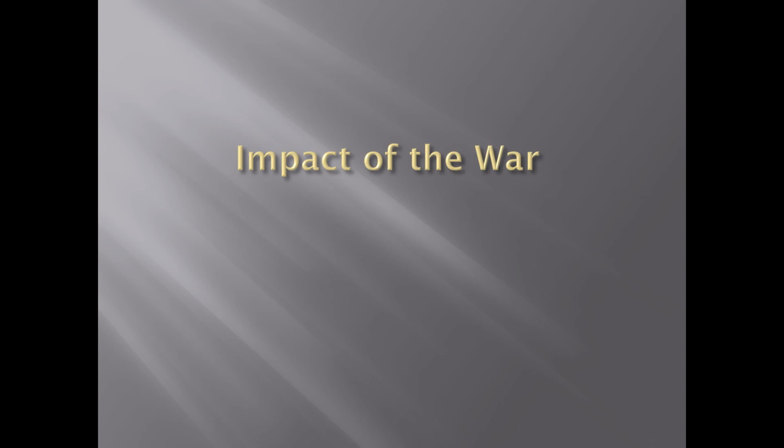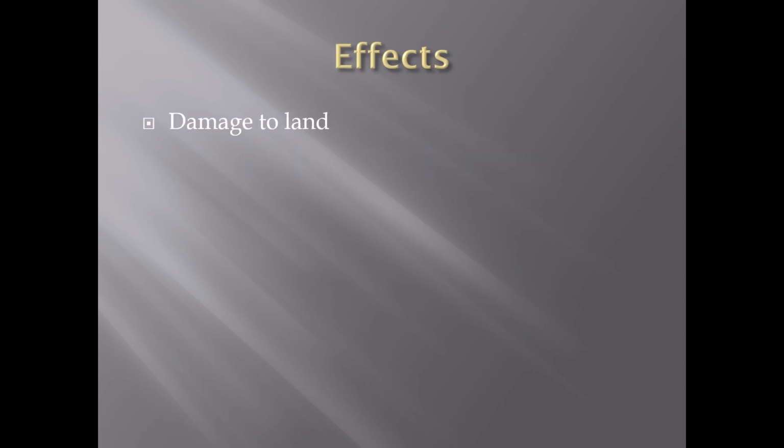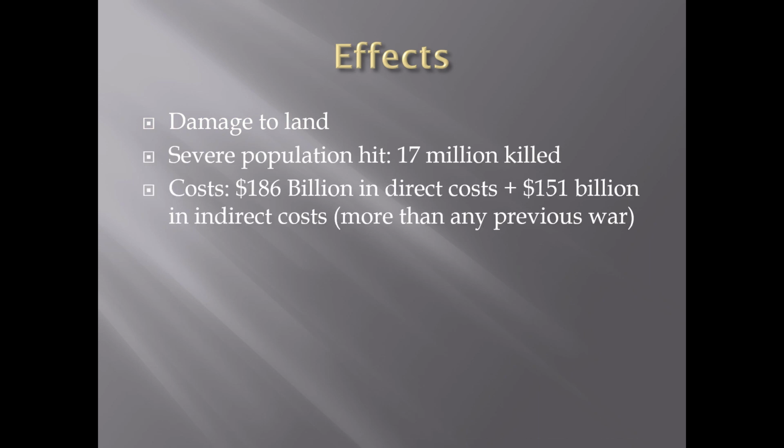The impact of the war. It's huge, right? There's obviously damage to the land. There's a severe population hit. 17 million people are killed. The costs, and again, these are the costs that Germany's supposed to repay, are over $186 billion in direct costs plus $151 billion in indirect costs. That's more than any previous war.